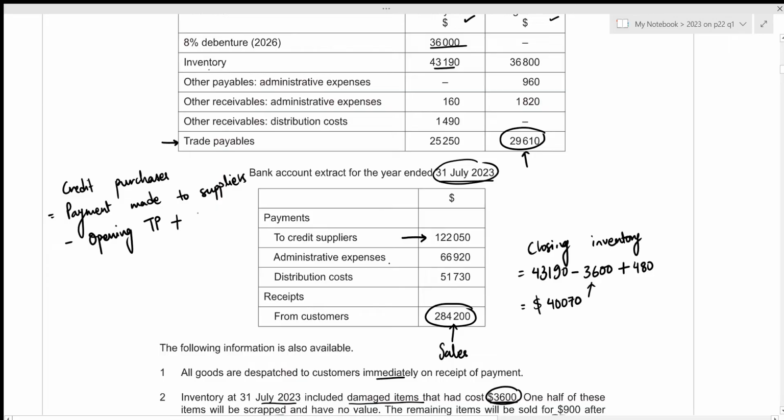Then we'll be doing the opposite for closing. So we'll be adding closing trade payables. We're adding this value of 25,250 because goods worth the amount of 25,250 was purchased in this year, but we were not able to pay the supplier within this particular year. But regardless, this is the amount of goods that had been purchased within the current year, which is why we need to include it within our valuation for credit purchases.